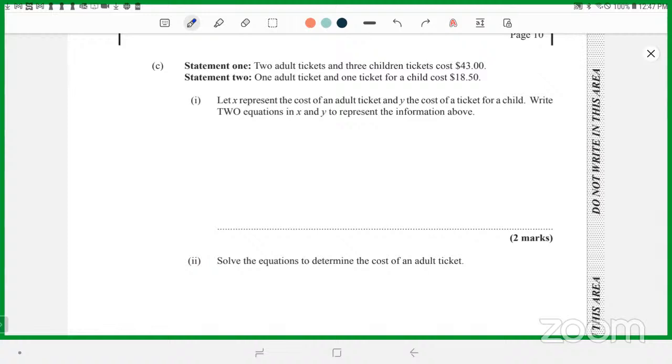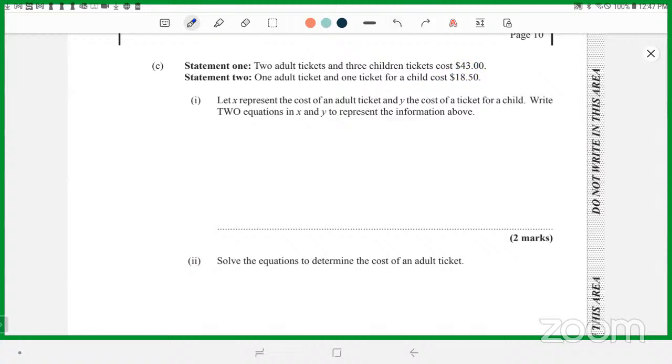All right. This question says 2 adult tickets, and now don't think of it in an abstract way. Just think of it realistically. It becomes easy when you think of it realistically. So 2 adult tickets and 3 children tickets cost this amount of money, $43. Then 1 adult ticket and 1 child ticket is $18.50.